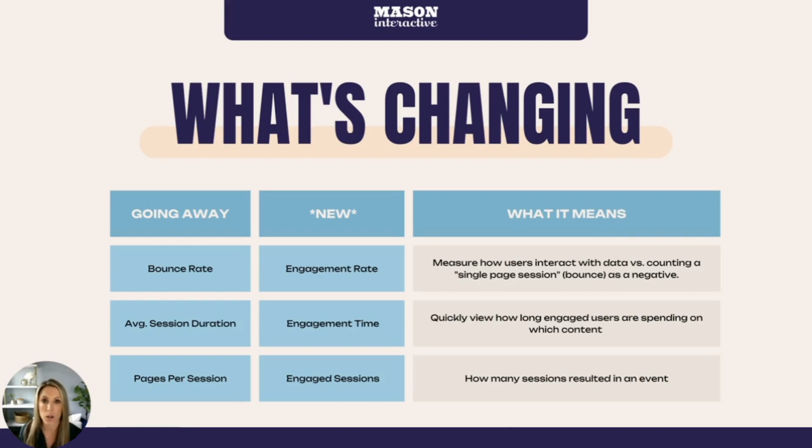So GA4 talks a lot about engaged users. So we want to look at users who are sticking around. An engaged user is somebody who sticks around for more than 10 seconds, clicks, scrolls, makes some kind of interaction, or they looked at 2 or more pages on a screen, right? So that's an engaged person. They want to know more about the page they're viewing. They're engaging with your content.